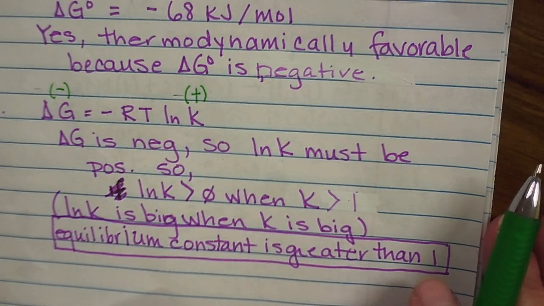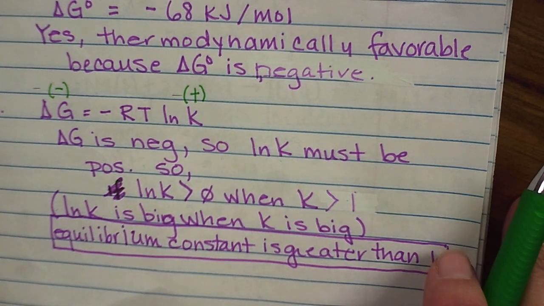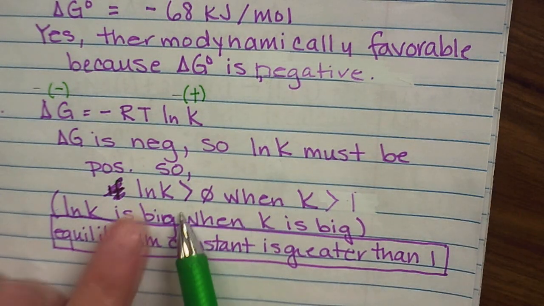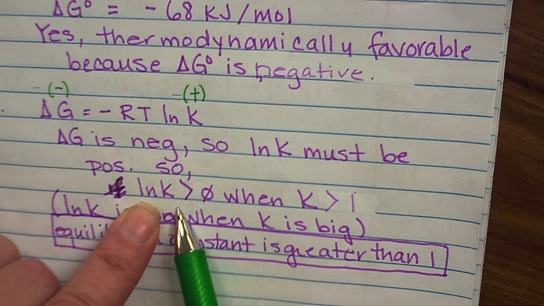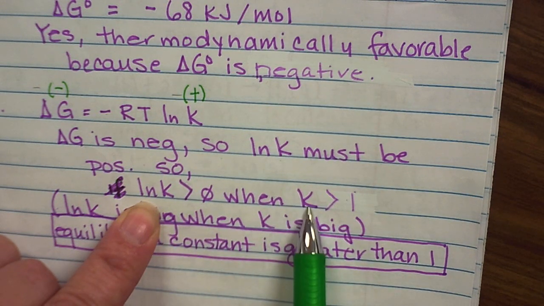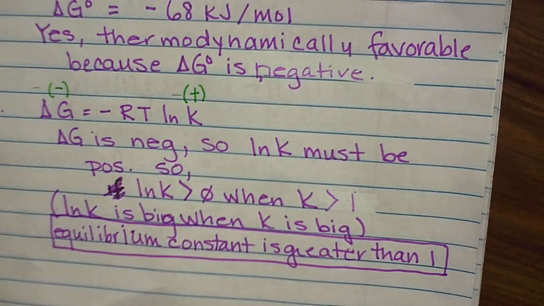Now, I thought maybe I got my notes mixed up, so I went back and I looked. I did not. Those are the notes you have. ln of k is greater than 0 when k is greater than 1. Oh my God, Miss Paxton, I'm on this test and I'm working and I'm so confused. I can't remember. Is ln of k greater than 0 when k is greater than 1 or when k is less than 1? I can't remember. What do I do?